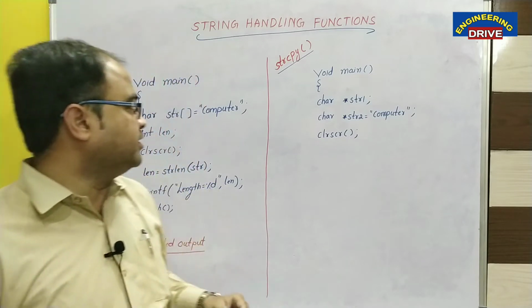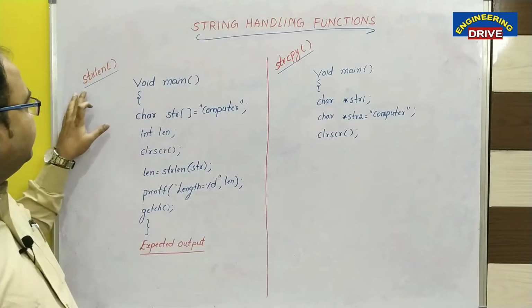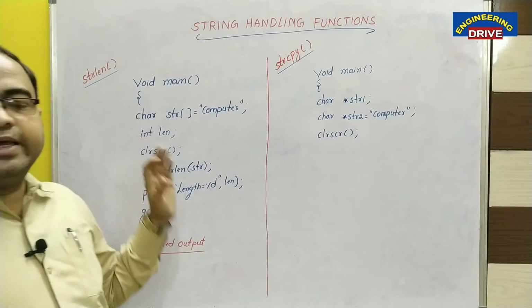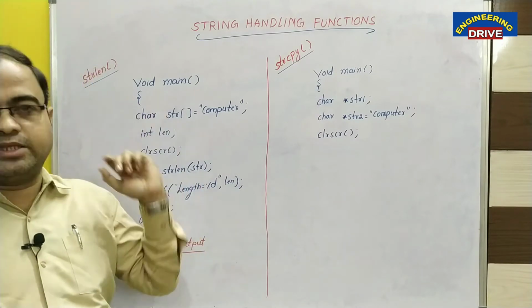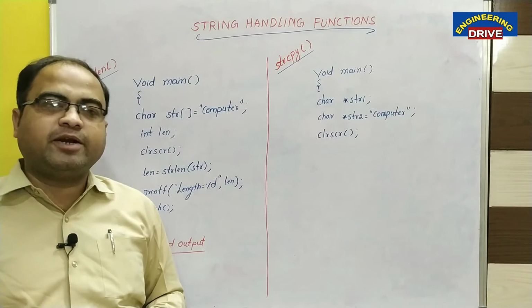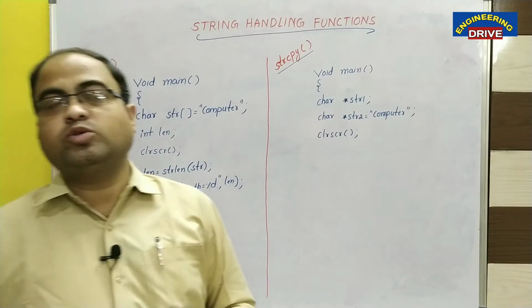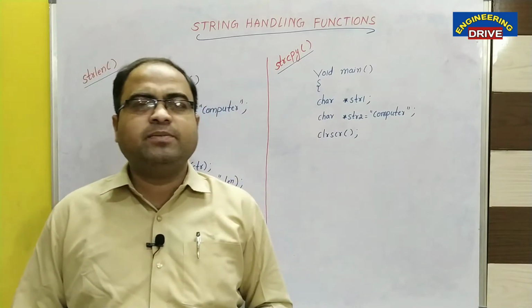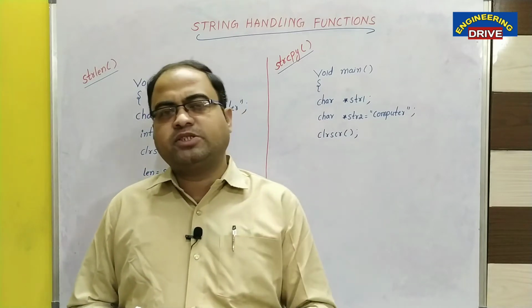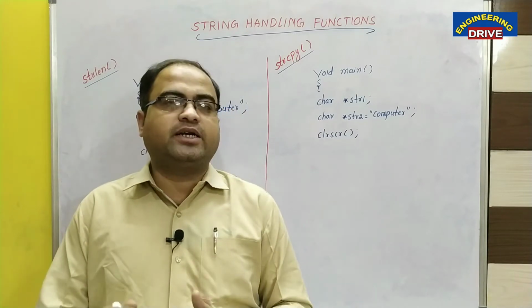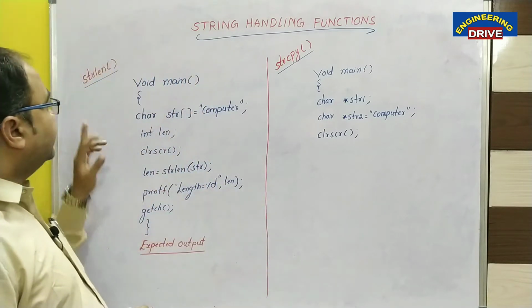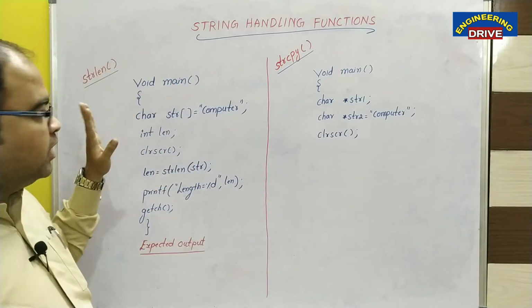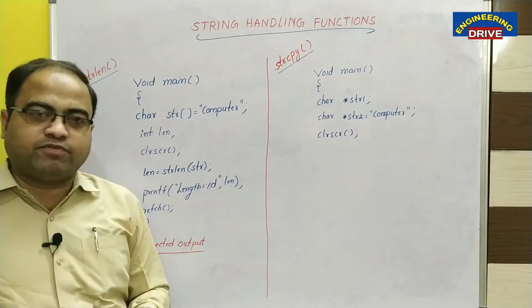Okay, dear students, the first function that can be used along with a string is the strlen function. It stands for string length. As you might have guessed, it is used to find out the length of a string. What is the meaning of length of a string? Length of the string is nothing but the number of characters present in the string. If we want to find that out, we can make use of the strlen function. How can we make use of that strlen function?